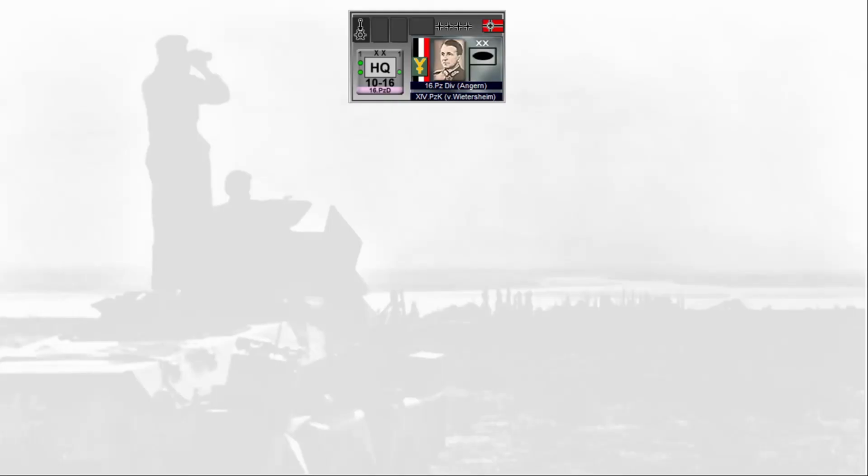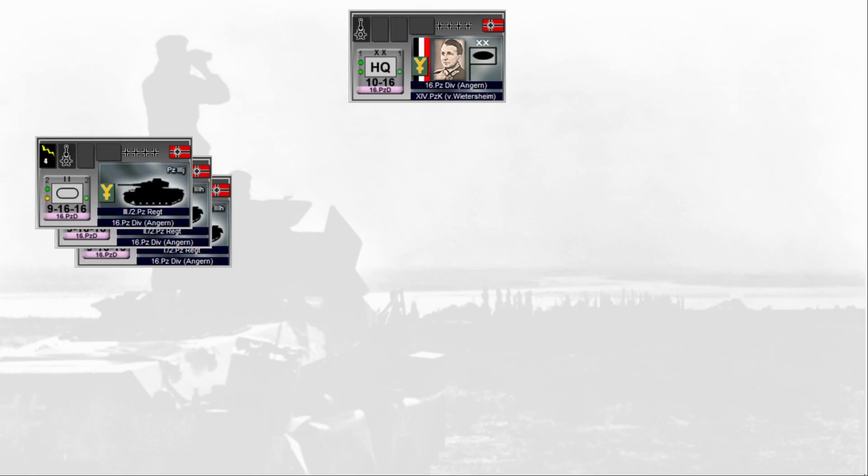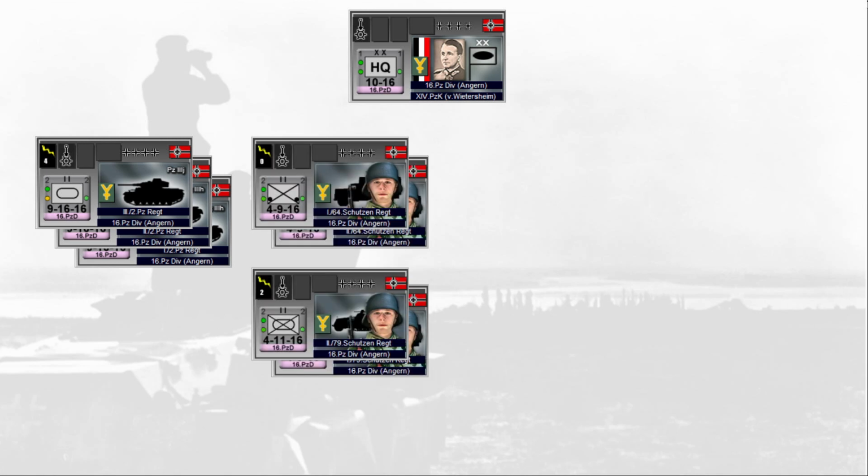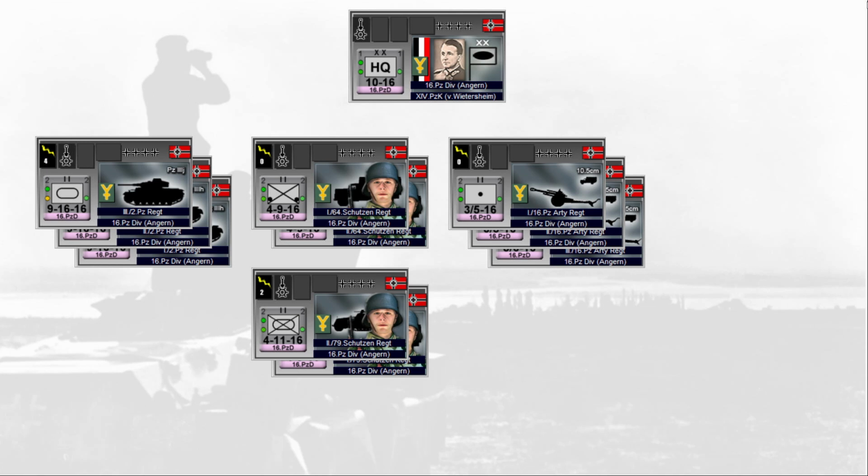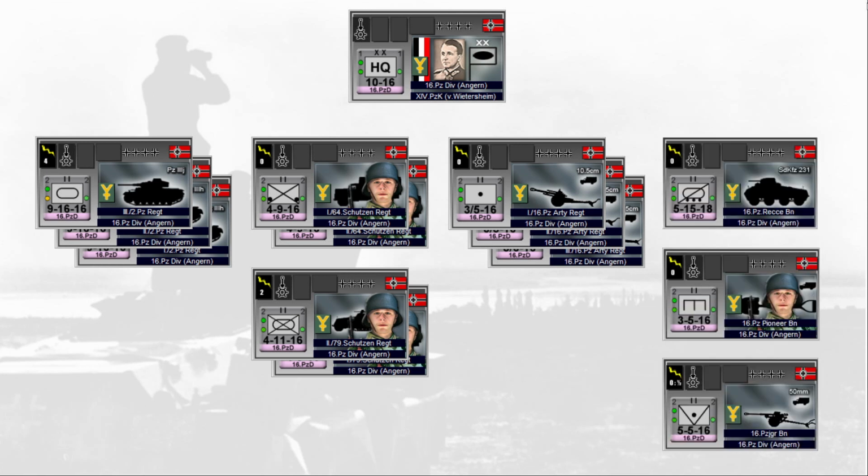The 16th Panzer Division consisted of a divisional headquarters, one panzer regiment with 3 tank battalions, 2 motorized infantry regiments, each with 2 battalions of infantry, an artillery regiment with 3 battalions of artillery, and division troops consisting of a reconnaissance battalion, an engineer battalion, and an anti-tank battalion.